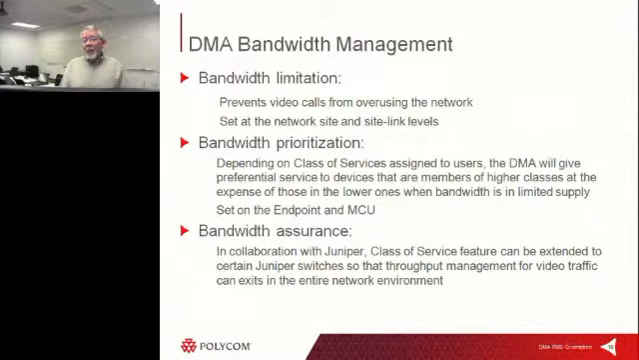Now, we also have the ability, working with our Juniper partner, of doing some bandwidth assurance. It allows us to make sure that the bandwidth is available and crosses with priority all the way through a Juniper-defined network. It does work with Juniper only at this point in time, but it is a good way to set priorities all the way across your network.